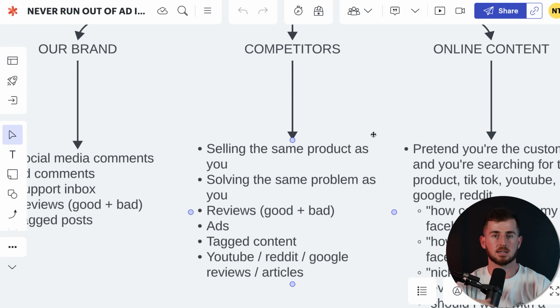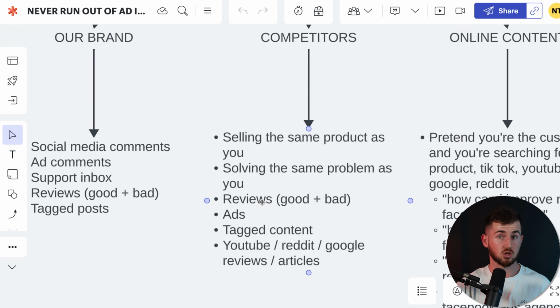This is email marketing. This is Google ads. This is conversion rate optimization. Anything that's making brands more money and allowing them to scale and grow. So look at the same product as you, and then look at the same problem as you. We want to look at both of those competitors. Now, what we want to look at is reviews, good and bad.